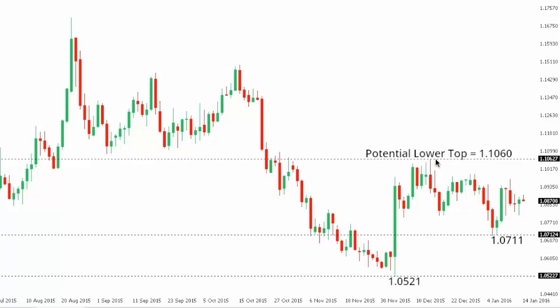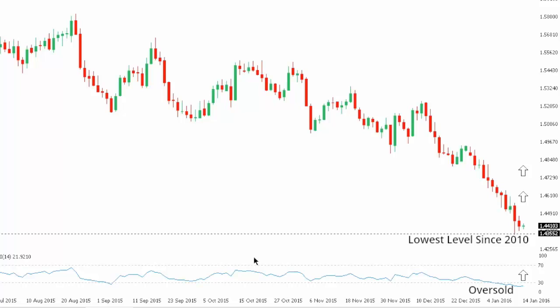110.60 could be a potential lower top, with the market confined to a broader downtrend, and this will be helped to be confirmed on a break back below 107.11, which would then expose the December 2015 base at 105.21 further down. At this point, look for rallies to therefore be well capped, with only a break back above 110.60 to compromise the current downtrend.